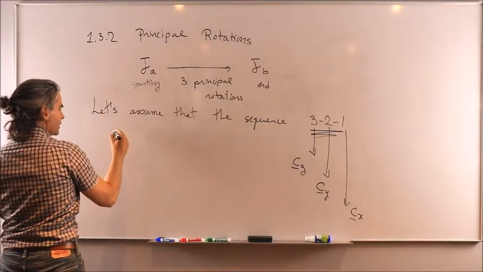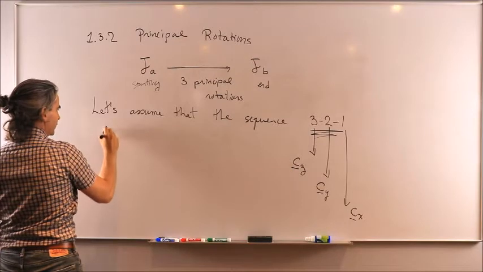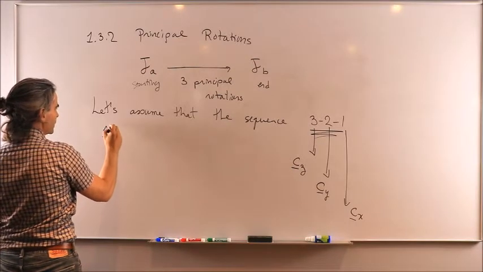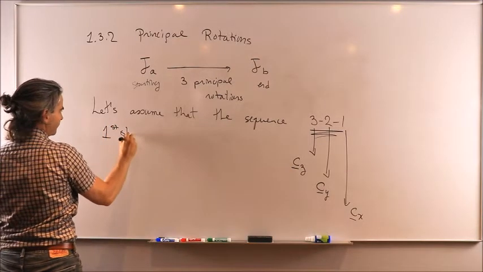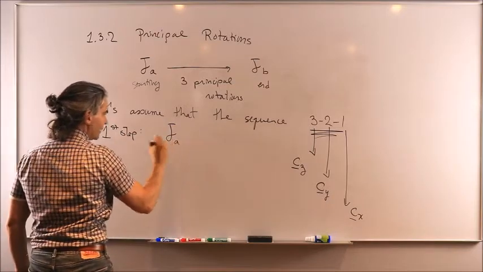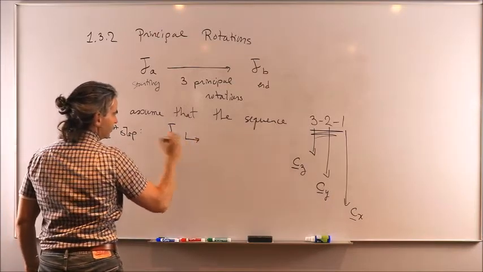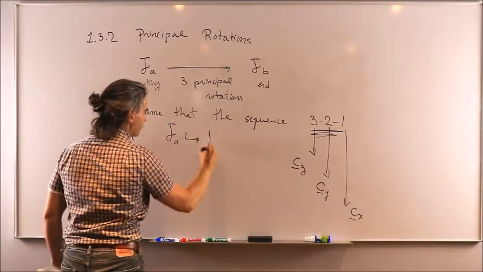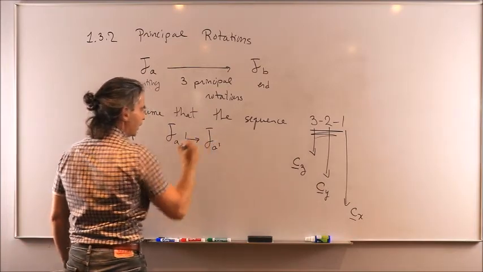So the way it looks is that you first go, it's a three-step process. So first step, we say that we go from reference frame A to some intermediate reference frame that we're going to call A prime.